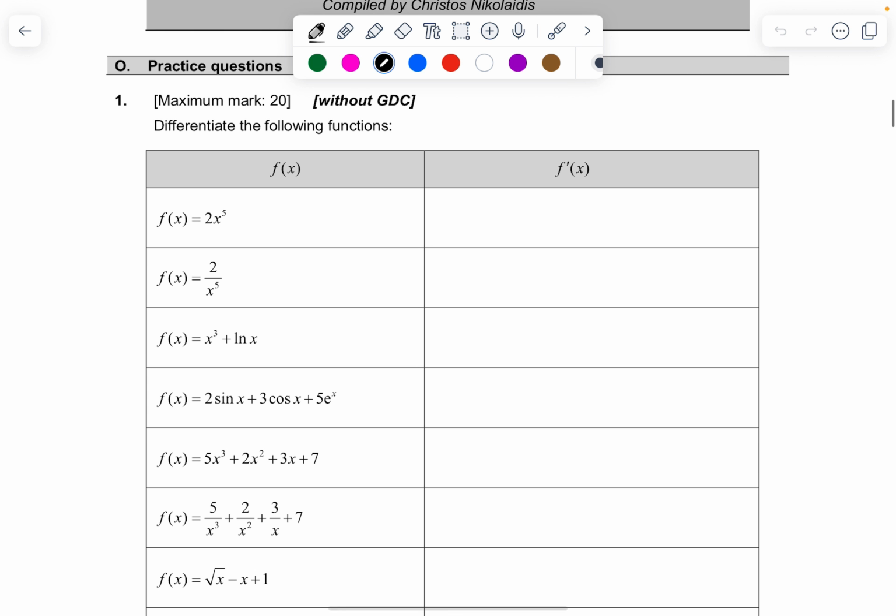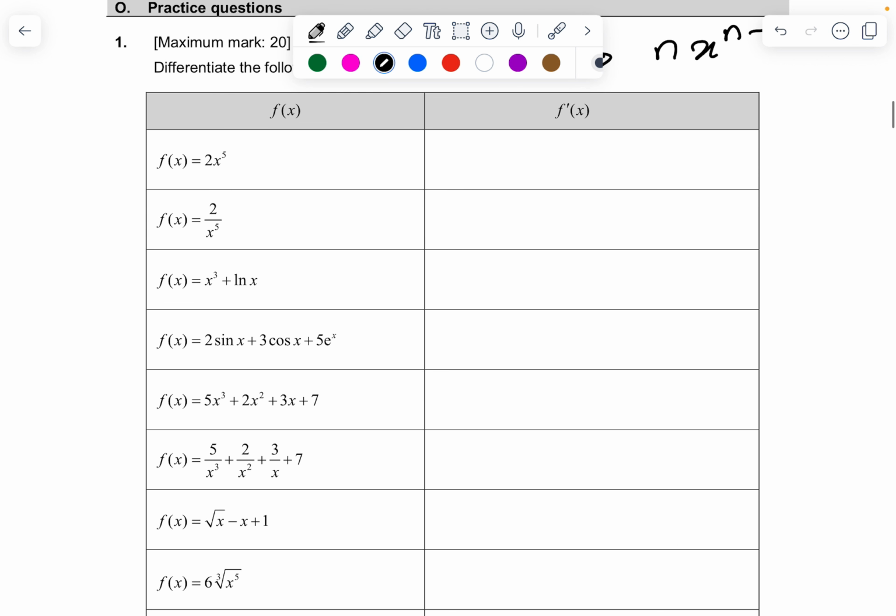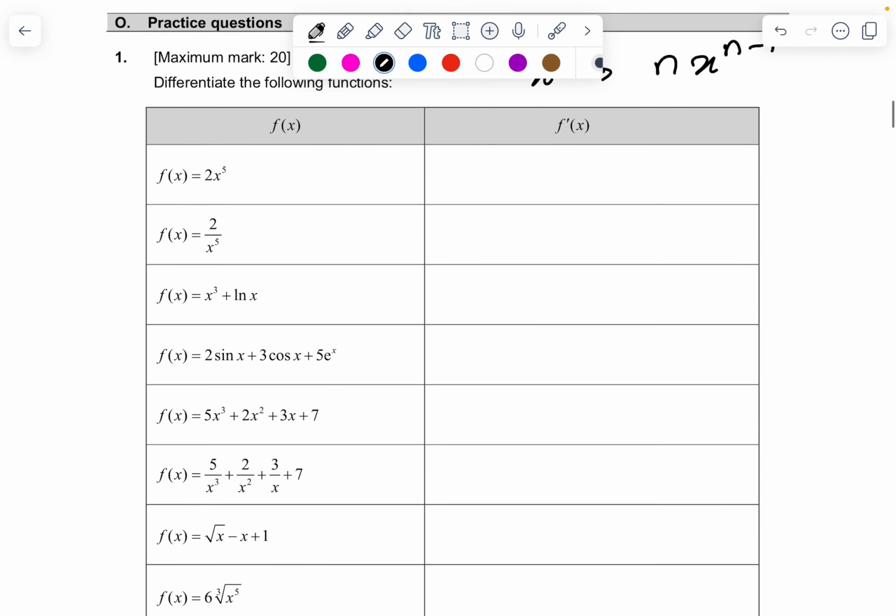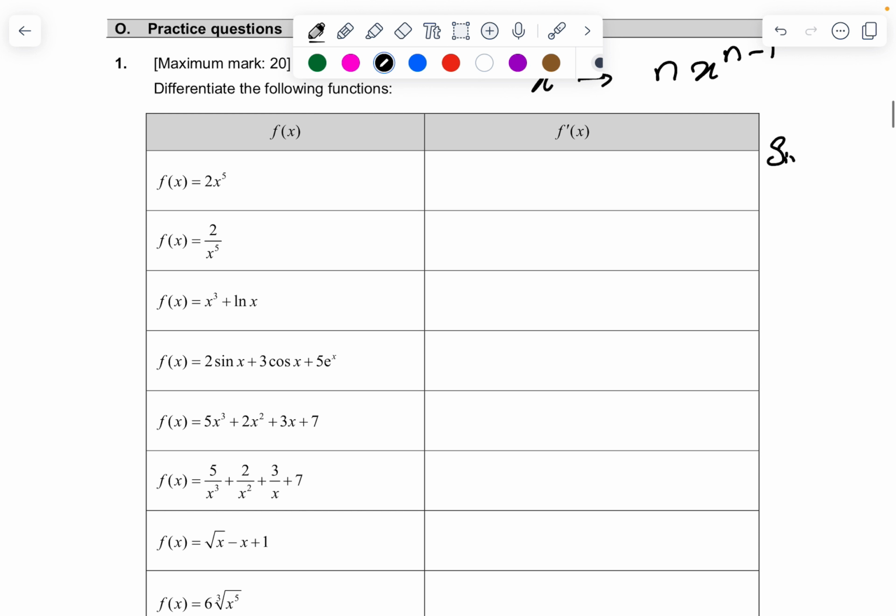So we need to know the basic formulas for x to the power n. The formula is n x to the power of n minus 1. The power comes down and the power reduces by 1. Then, apart from that, sin x derivative is going to be cos x, and cos x derivative is going to be negative sin x.